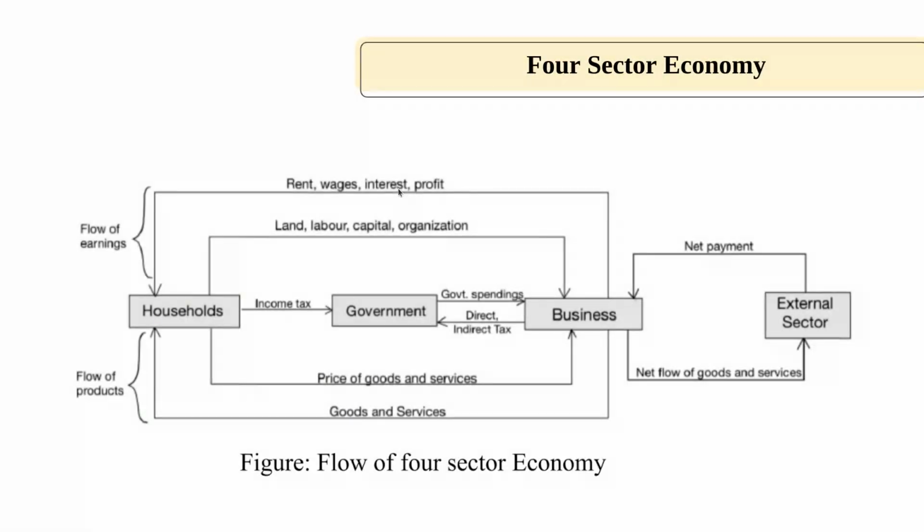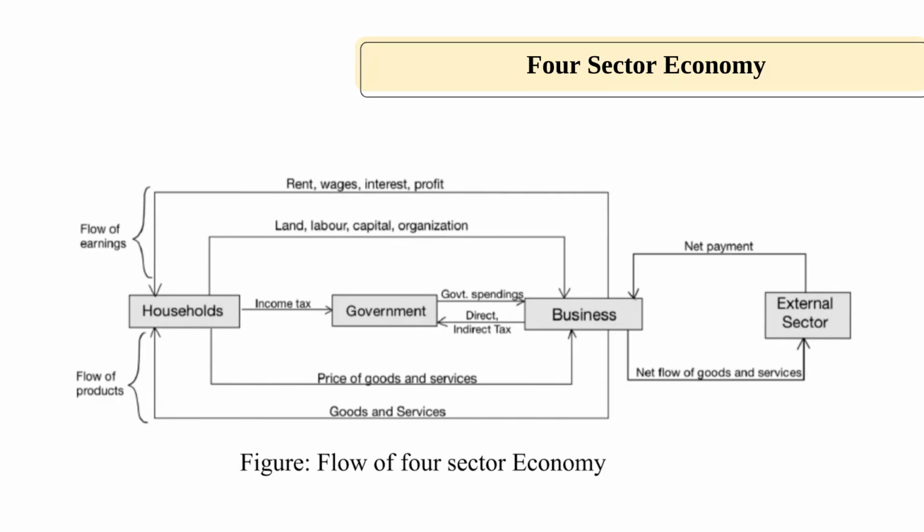Now, let's talk about four sector economy. Here, four sector economy seems so complex, right? But it's not that complex. Let's make it simple. This is the most comprehensive model, including households, businesses, government, and the external sector. The external sector accounts for imports and exports, which connect the domestic economy to the global market. So what does four sector economy do? This connects the domestic economy to the global market, right? Pretty simple. Now let's dive deeper.